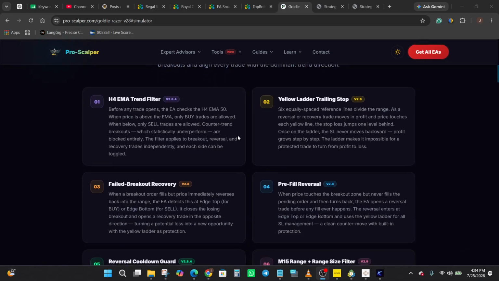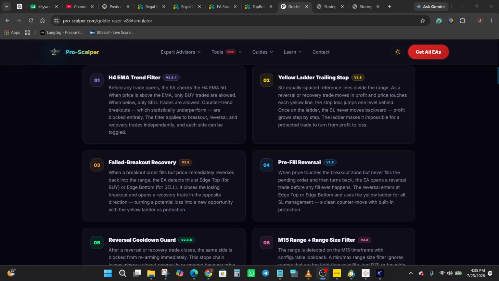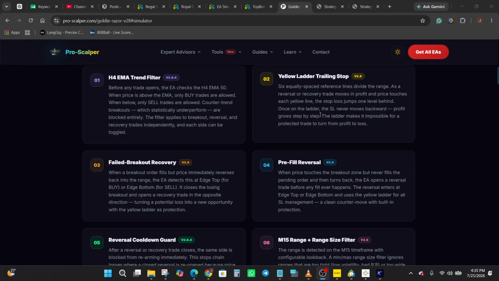First is the H4 EMA trend filter. Before any trade opens, the EA reads the 50-period exponential moving average on the H4 time frame. When price is above the H4 EMA 50, only buy trades are permitted. When price is below, only sell trades are allowed. Counter trend setups are filtered out entirely at the source. Now, each side can be toggled independently, and a customizable point buffer prevents trading right on top of the EMA line.